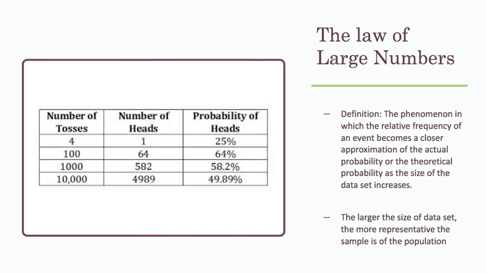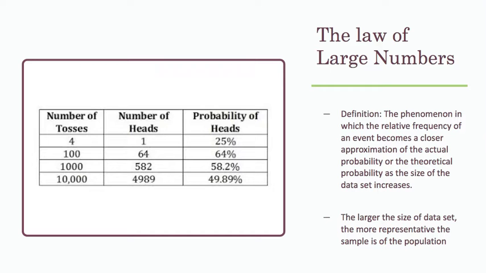So this is the law of large numbers. The definition is the phenomenon in which the relative frequency of an event becomes a closer approximation of the actual probability, or the theoretical probability, as the size of the data set increases. So basically, the larger the size of data, the more representative the sample is of the population.